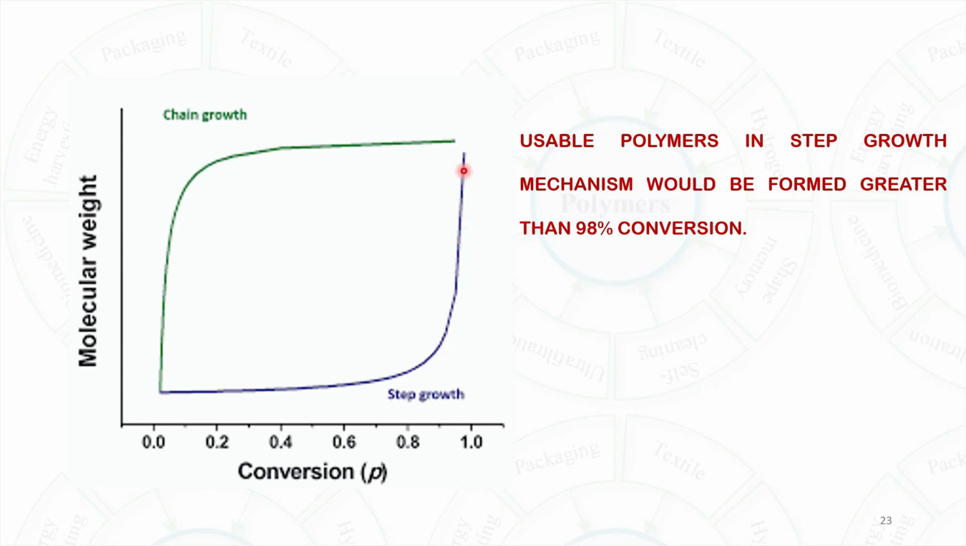In the first process, in the initial stages, you will get the high molecular weight polymer, and if you keep on doing the reaction, then you will get a higher yield of the polymer. But in the second one, the step growth or the condensation polymerization, you will get the usable or high molecular weight polymer only in the later stages. This is the main difference between the two, especially after 98% conversion, which I have written here as well. Usable polymers in the step growth polymerization mechanism would be formed at greater than 98% of the conversion.